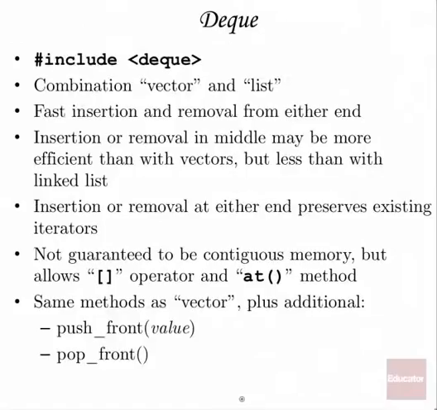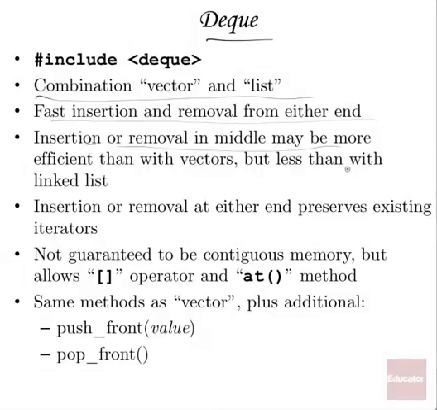So, having covered most of the list, a few adapters use linked lists. The first one is a deque. It's kind of a combination of vector and list. It has fast insertion and removal from the ends, because it can allocate space and grow in either direction. Insertion or removal in the middle might be more efficient than with vectors, but less efficient than a linked list.